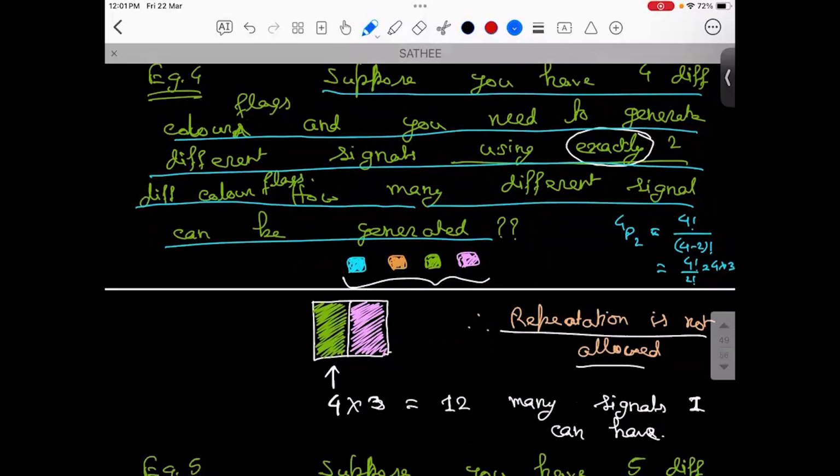And here also we can see the result is the same, 4 into 3. See, using the factorial notation, we can easily compute how many possible ways we can have. But keep in mind that permutation is used in those cases where repetition is not allowed. Okay?